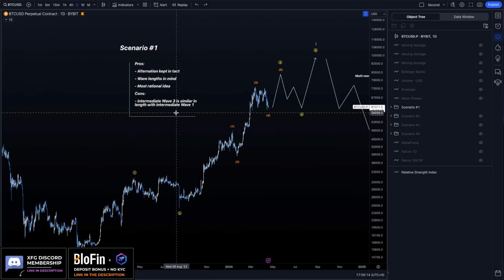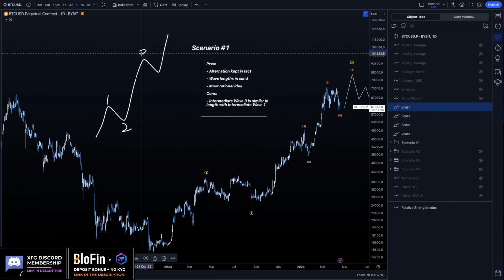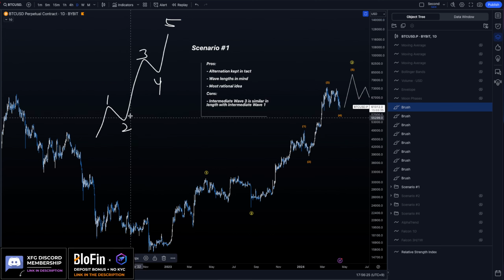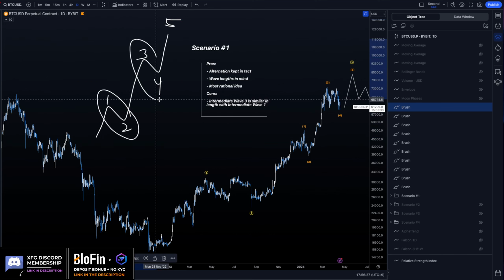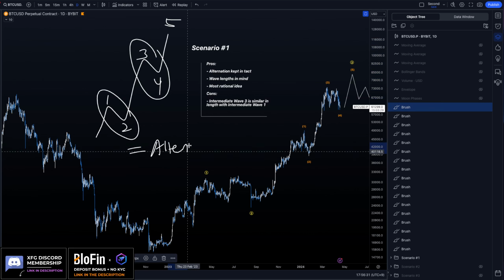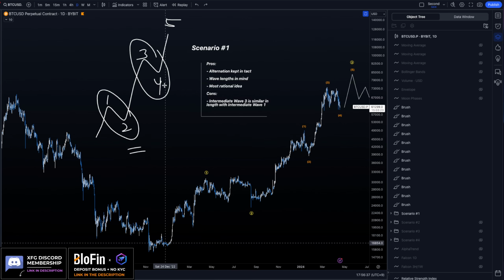Alternation, meaning the guideline of alternation, is when you have a motive or an impulse structure, a wave 1, 2, 3, 4, and then 5 as well. The wave relationships between wave 1 and 2 and 3 and 4 is what's considered an alternation, or the application of alternation. So how do we apply that?